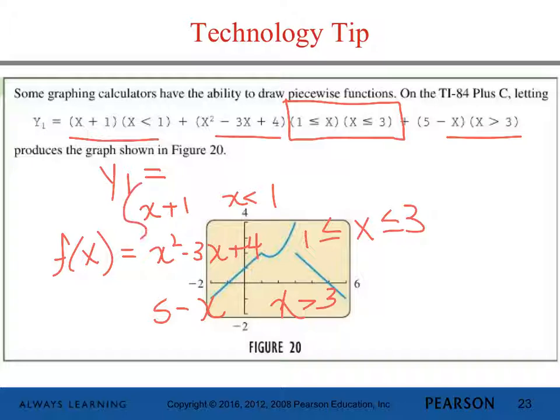So there's the piecewise function that's graphed here, and this is how you would enter it into the calculator. I would suggest that you try that out and see if you don't get a graph that looks like this one.